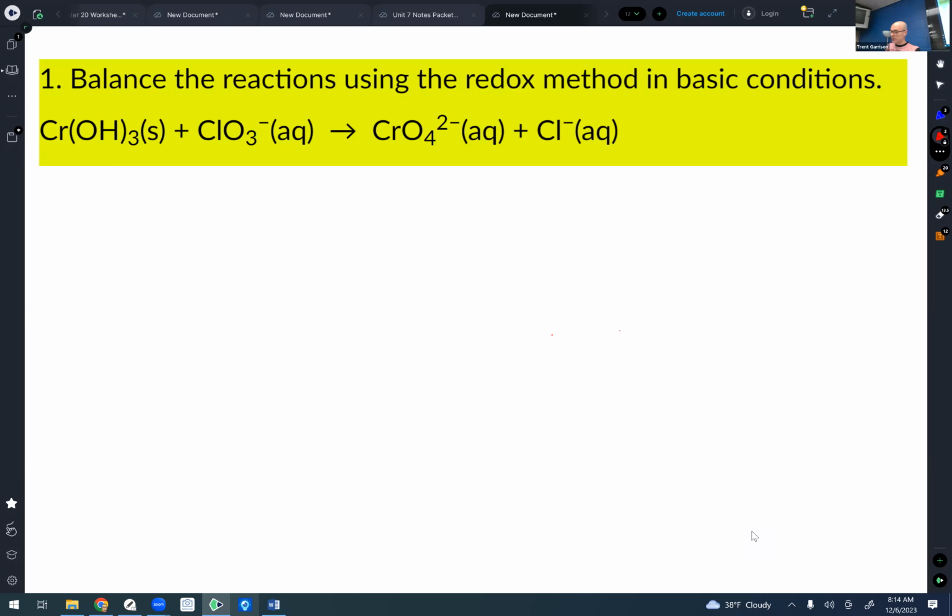Let's see if you can figure out how to balance out these half reactions. I'll follow along with you on the whiteboard.